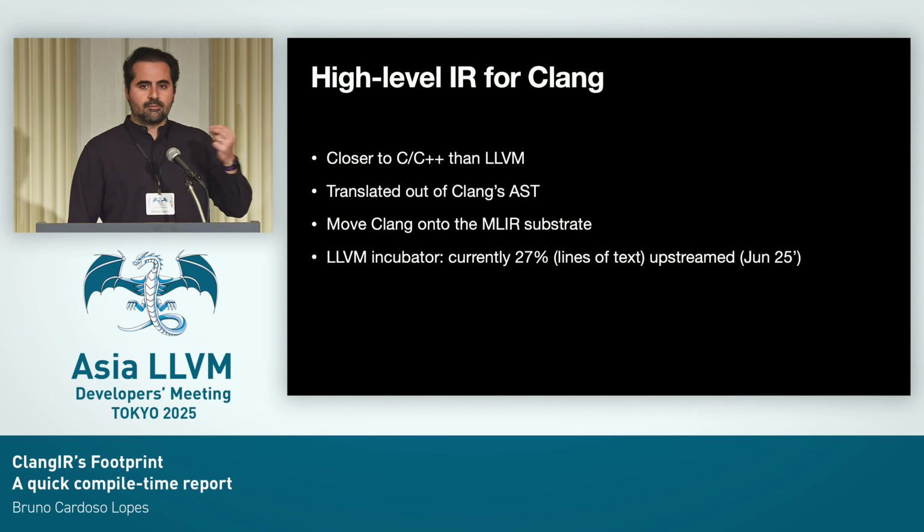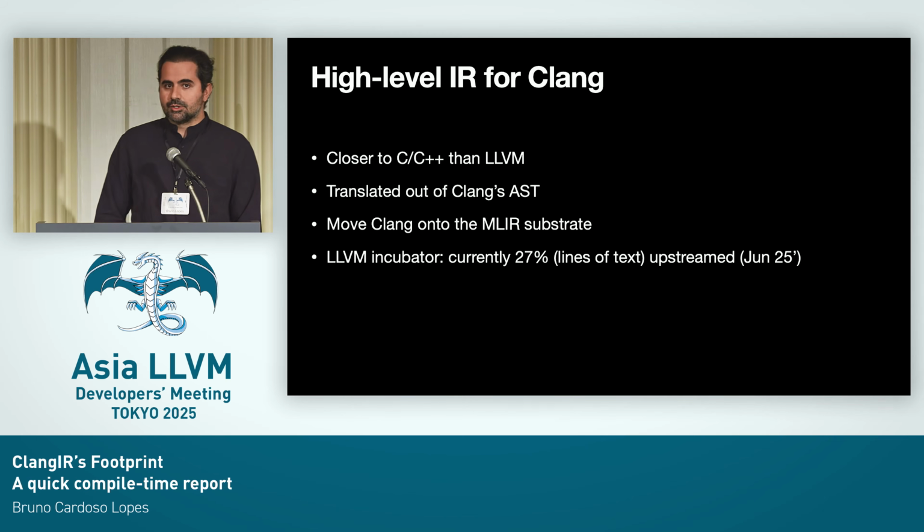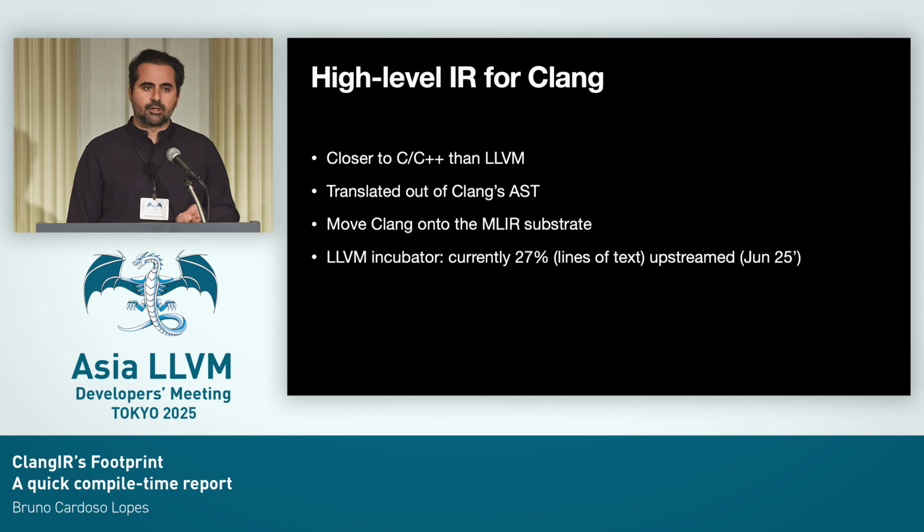ClangIR is basically a way to represent more of the semantics of C and C++, so that you can write more specific analysis and think about maybe some aggressive optimizations and things like that. And another way to use ClangIR would be to move your compiler to the MLIR substrate. That basically means that you can use all the goodness that we've been hearing about for some years now of what MLIR can provide from your C and C++ source, right?